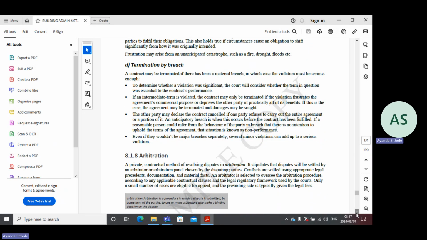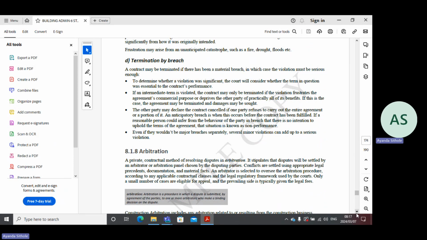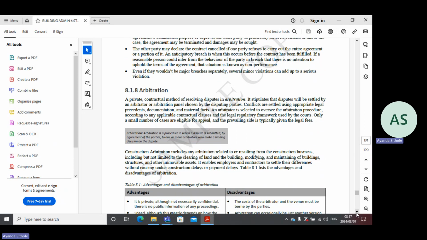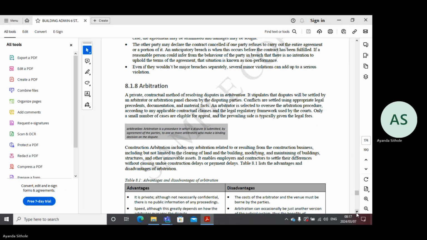Okay, even if they wouldn't be major breaches separately, several minor variations can add up to a serious violation. Okay, so let's move on to 8.1.8, arbitration. A private contractual method of resolving disputes. Arbitration stipulates that disputes will be settled by an arbitrator or arbitration panel chosen by the disputing parties.